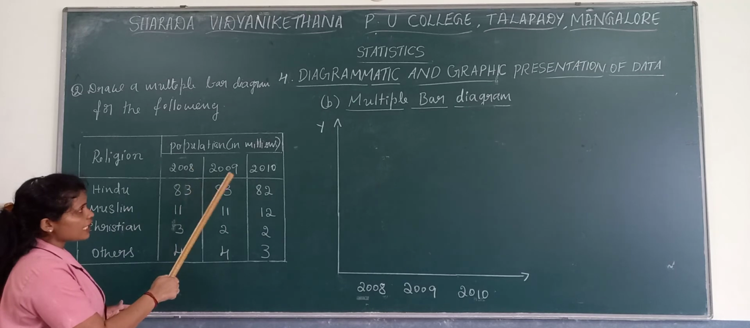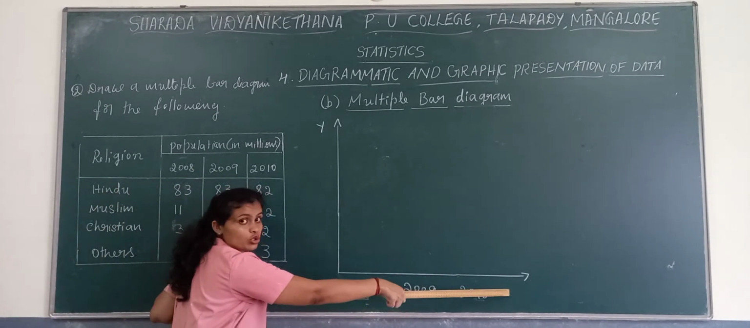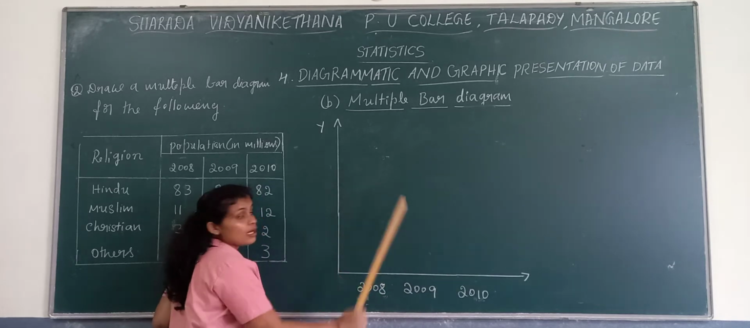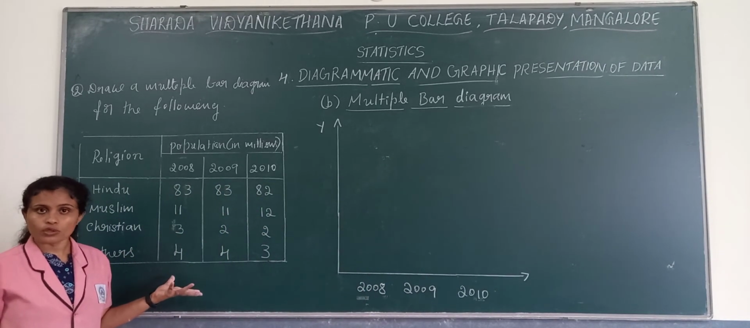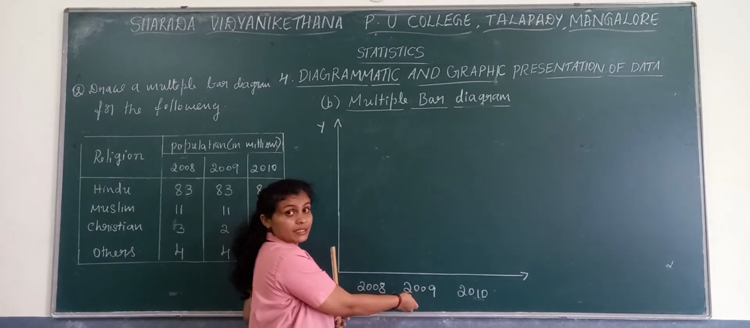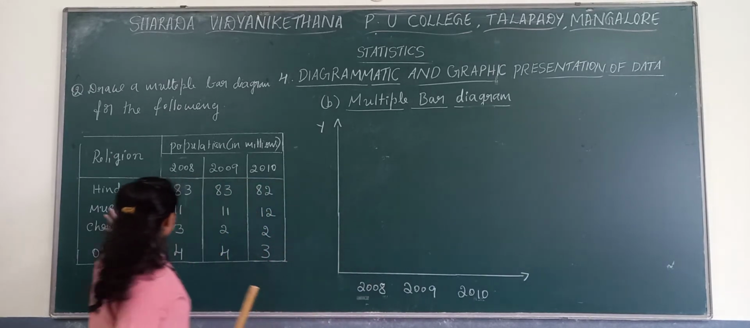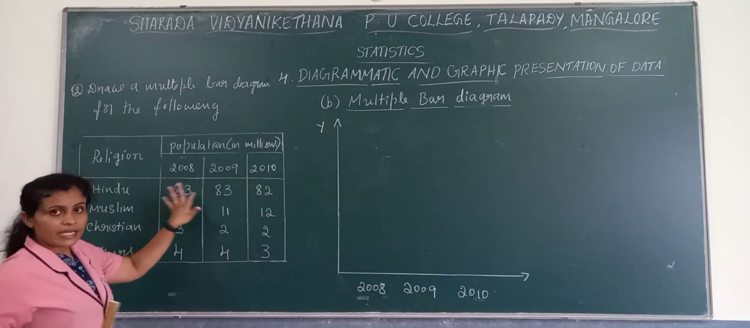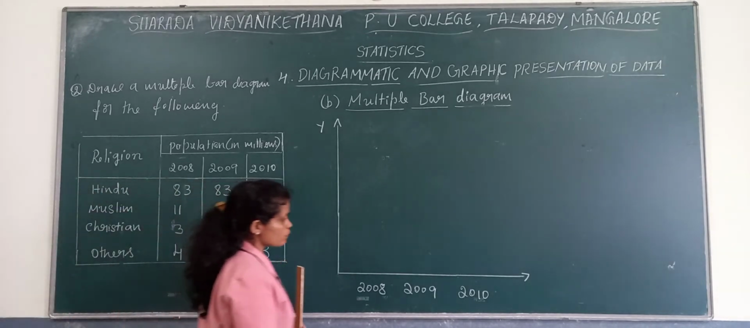One more thing I will tell. Instead of 2008 to 2010, here you can show Hindu, Muslim, Christian, and others. Then along the bars you can represent different years. That also you can do. Vice versa, instead of years, here you can put Hindu, Muslim, Christian and others, and then represent Hindu in 2008, 2009, and so on. That also you can do.